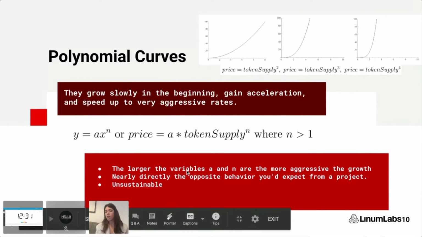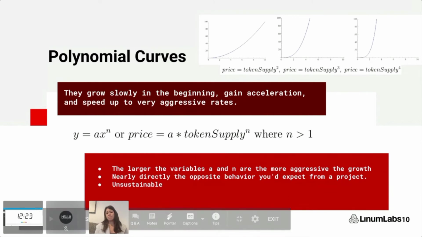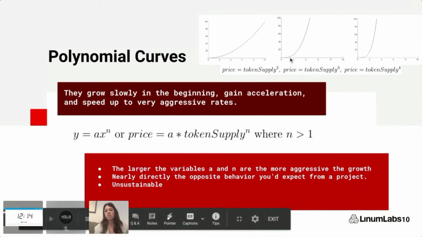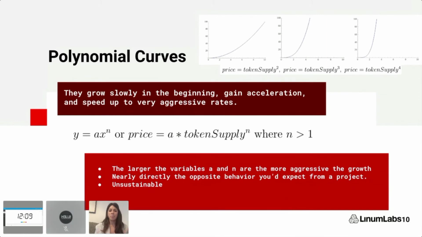And as you can see from this, the larger the variables of a and n are, the more aggressive the growth. However, as I said, this is nearly directly the opposite. This is just not a really good curve to incentivize any sort of behavior because it's highly unsustainable. So while it grows slowly here and maybe you get some investors to start, it'll gain acceleration so quickly that your early investors will be incentivized to sell almost immediately, and for any new investors, it's going to be too volatile. So it's really hard to incentivize proper behavior in this because it's just highly unsustainable.